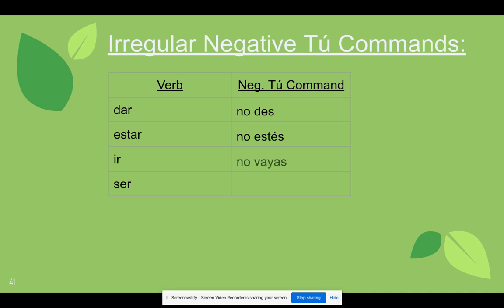Ir changes to no vayas. No vayas a la piscina sin mí. Don't go to the pool without me. And ser changes to no seas. No seas malo conmigo. Don't be mean to me or bad with me. As you can see, these are only a few irregulars. So luckily, in the irregular negative tú commands, the majority of them follow the rules and the regular pattern we spoke about previously.